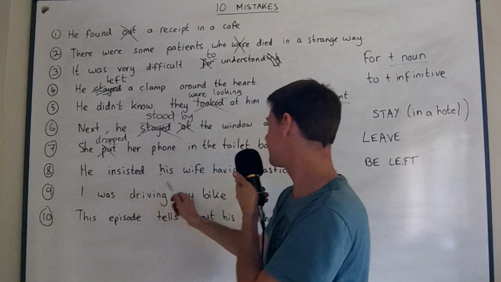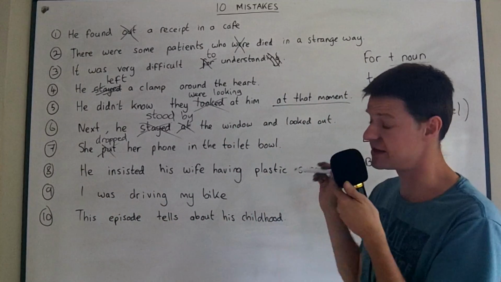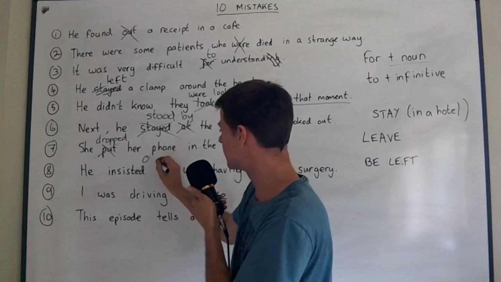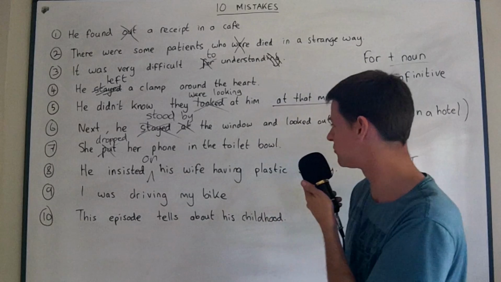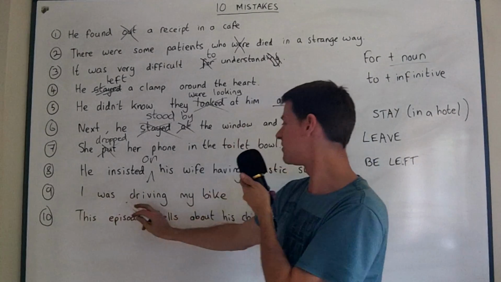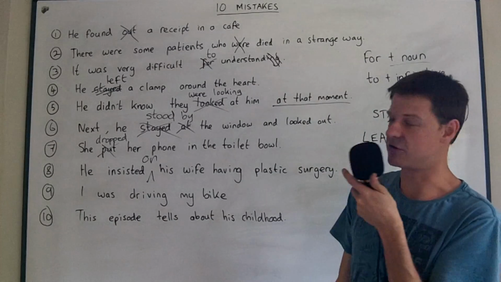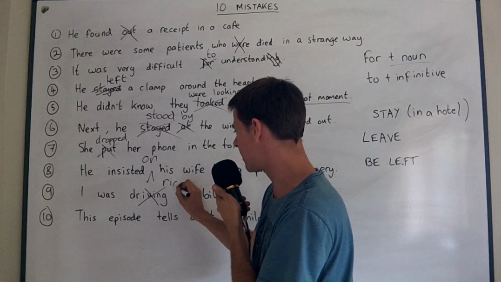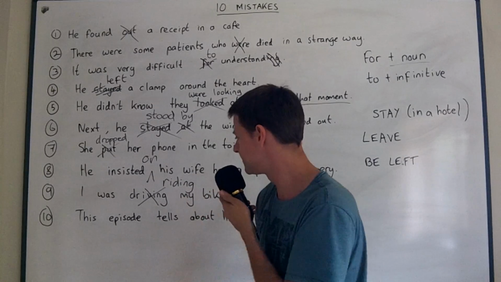Number 8: he insisted his wife having plastic surgery. It's almost correct. You just need one more word. You need a preposition here. He insisted on his wife having plastic surgery. Number 9: I was driving my bike. Now, you only drive cars. You ride a bike. So I was riding my bike.